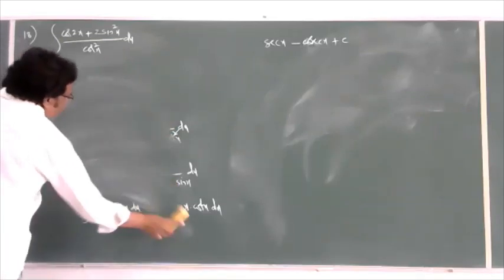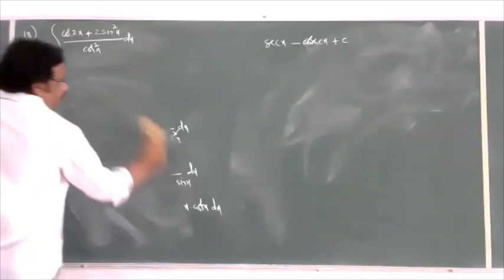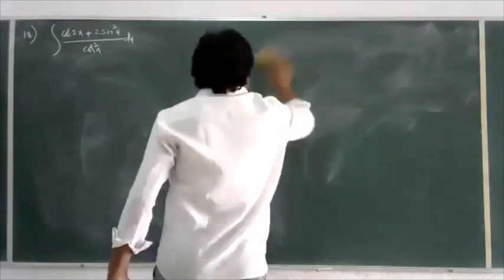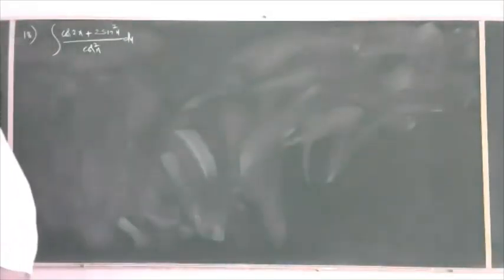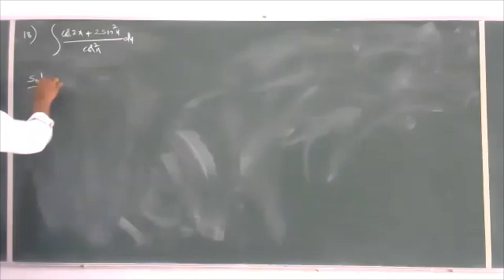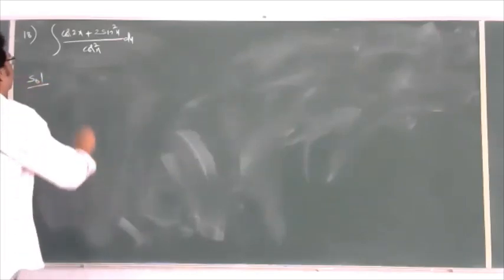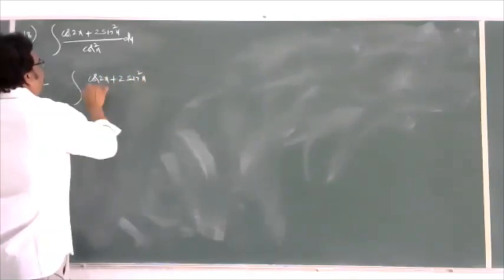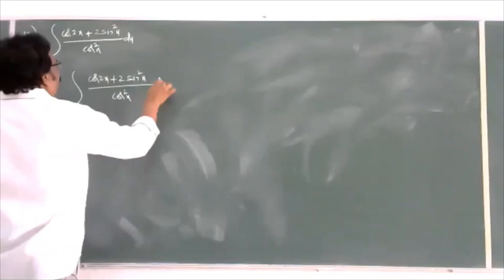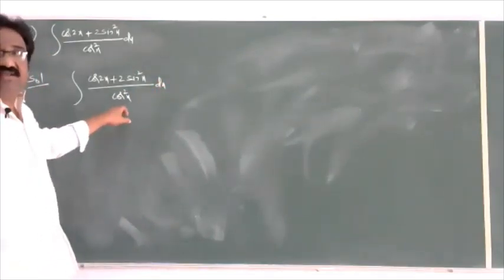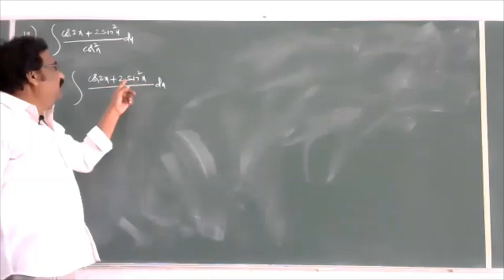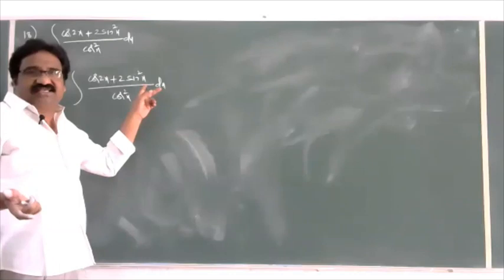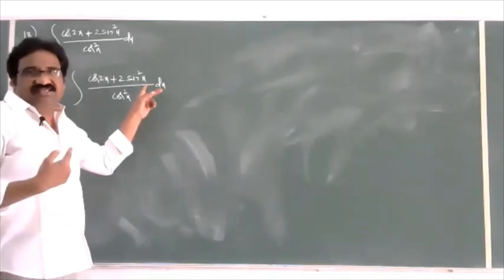First, simplify the given trigonometric function. Solution: integration of (cos 2x plus 2 sin square x) by cos square x into dx. You remember the formula for cos 2x in terms of sine. Why? In the numerator, 2 sin square x is there, so the formula for cos 2x in terms of sin x is very useful to simplify this given function.